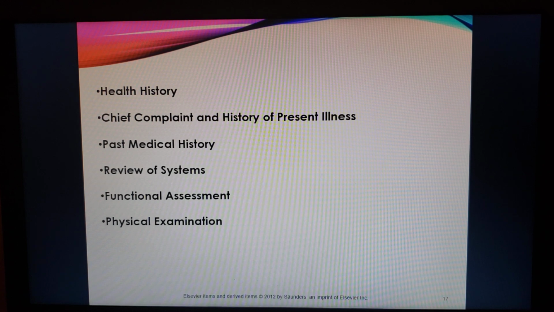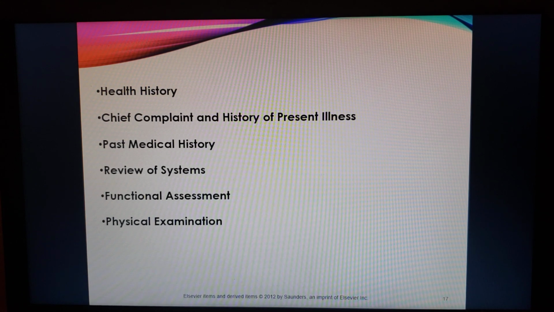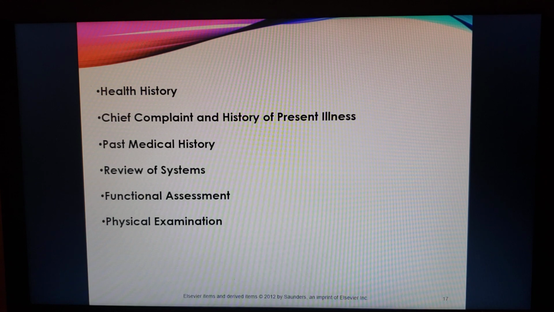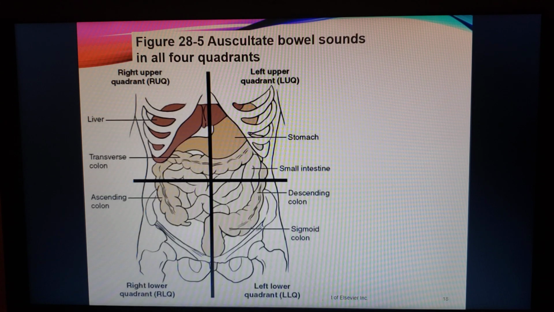Page 636, your book starts talking about collecting your data, looking at your health history, the patient's chief complaint, their medical history, a review of their body systems, what is their functional assessment, and then doing your head to toe. So look over that information. I'm going to talk about some specific points.